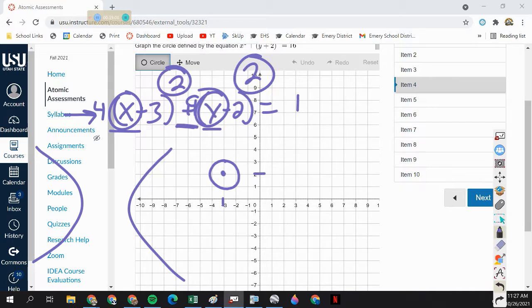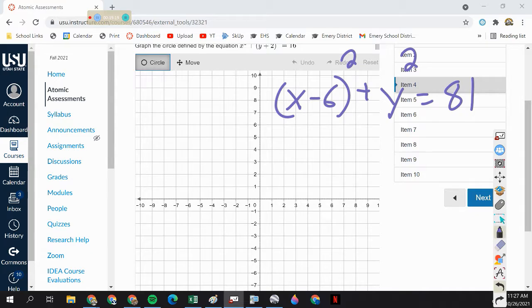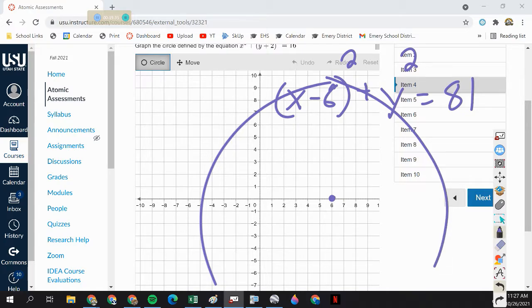Do you want to see another one? Yeah? All right. Where's the vertex? 6, 0. And the radius is 9. So I'd go up 9 and over 9. And I'd get a circle that looks something like that.